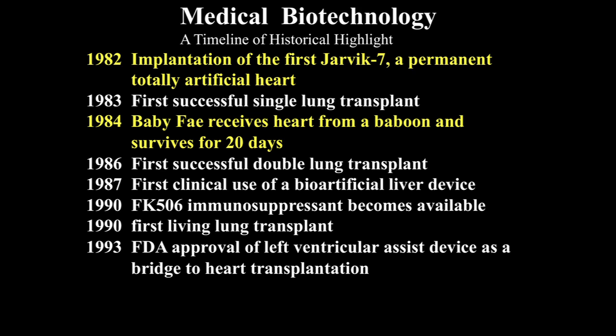And then in 1984, baby Faye received a heart from a baboon, another example of xenotransplantation, and survived for 20 days, presumably succumbing to immunorejection. I'll bring this up later, again, when we talk about the use of genetic engineering of animals to overcome the issue of immunorejection for xenotransplantation. You might want to say, yuck, I don't want an organ from an animal. You might think differently if you were far down on the donor list and had fewer choices.